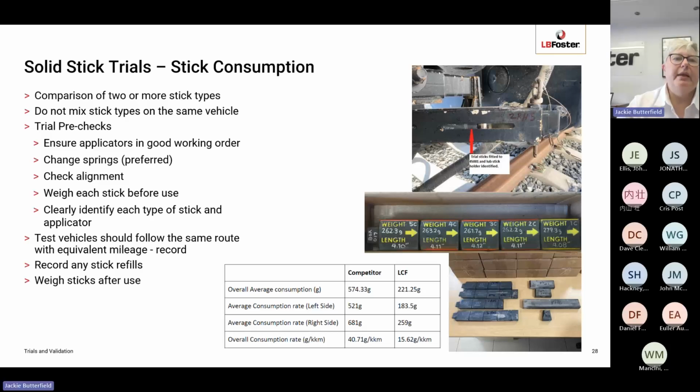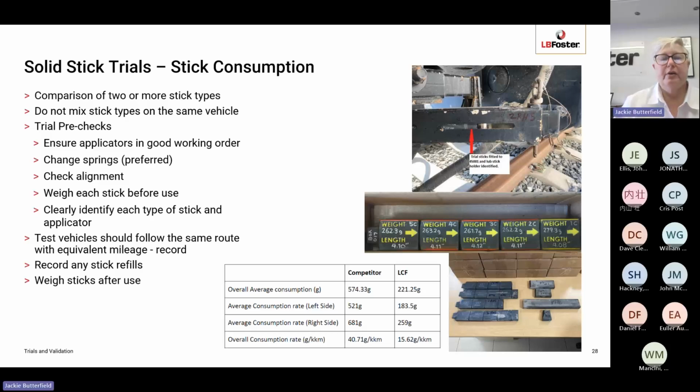One thing to do is never to mix stick types on the same vehicle. Because solid sticks act and they transfer to different wheels, the sticks will interfere with each other. So if you have, for example, on the front of the train, one type of stick which has a higher retentivity and is more effective than the other, then the ones that follow it will be affected by this and they'll have a lower consumption rate. So that will skew the results. So keep different sticks on different vehicles to keep the results clean. So before you start the trial, you should ensure that the applicators are all in good working order.